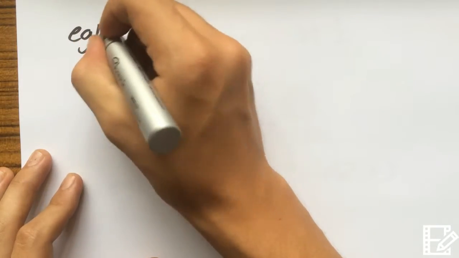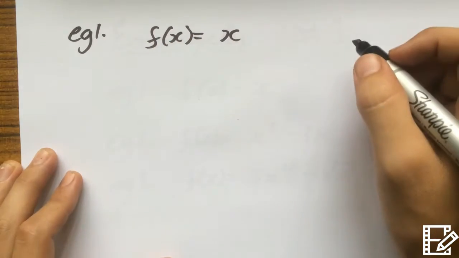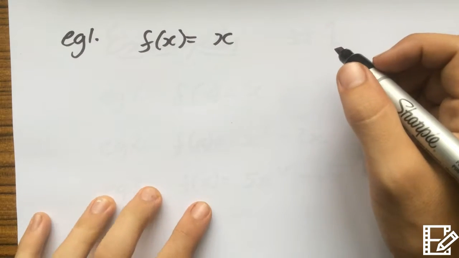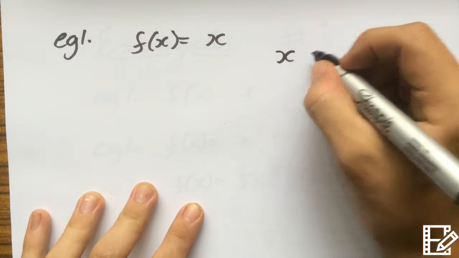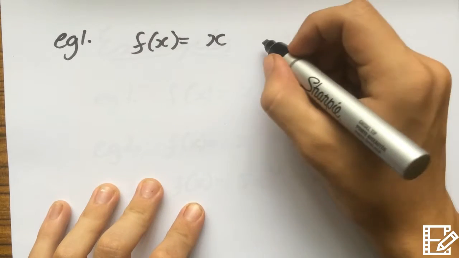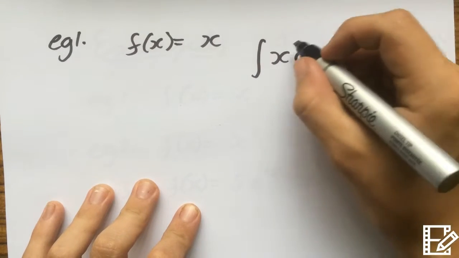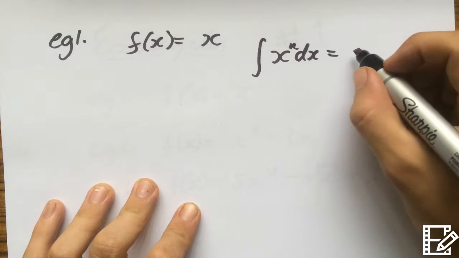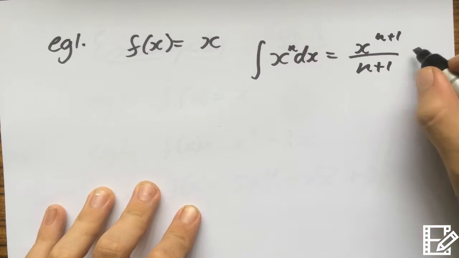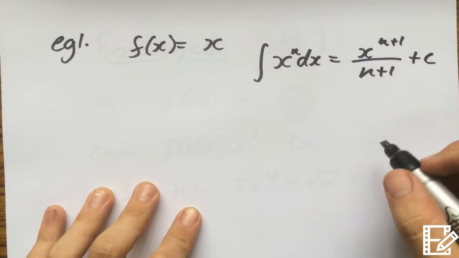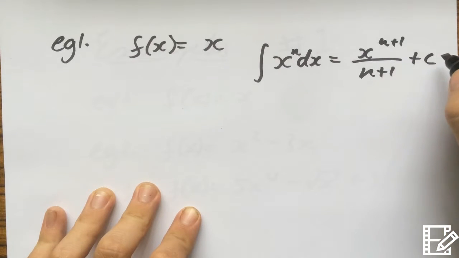So the first example, we have f(x) equals x. And how do we do this? Well, we use the power rule. The power rule states that if we have a function x^n and we wish to find the integral of that, we will get x to the power of n plus 1 over n plus 1, plus c, which means you add 1 to the power and you divide by the new power, and then you add c, a constant.